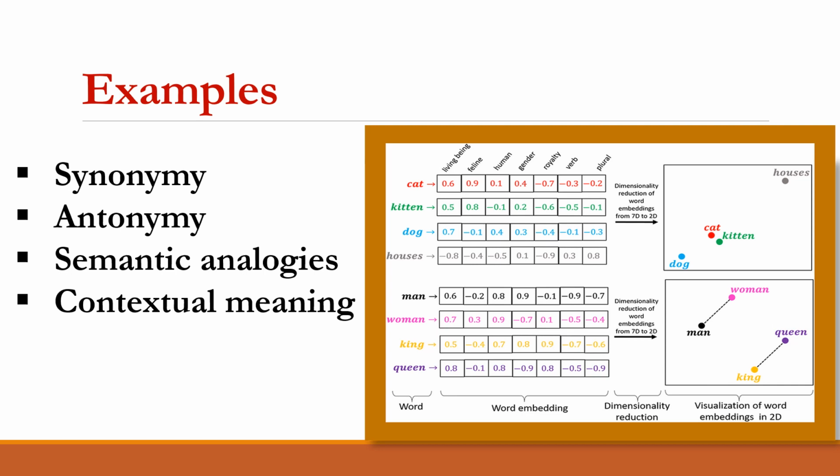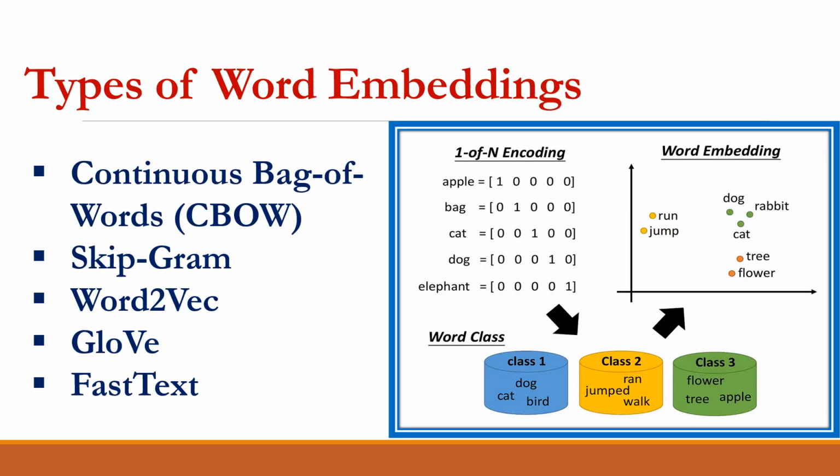Fourth is contextual meaning. So word embeddings capture the meaning of words in context. For example, the word bank might have different meanings depending on the context, such as a financial institution, or it can be the side of a river. So word embeddings can capture the different meanings of bank depending on the context in which they appear. And there are several types of word embeddings, each with its own strengths and applications. So let's discuss some of the common types of word embeddings.